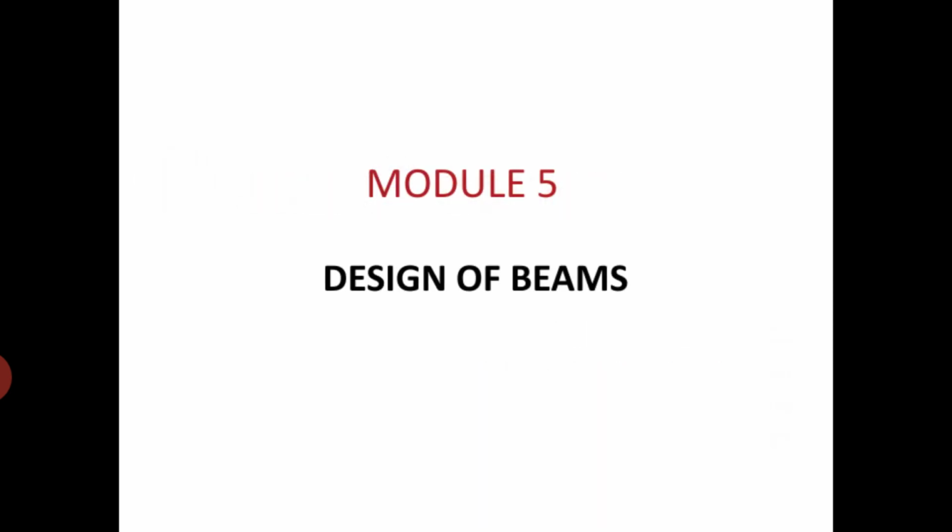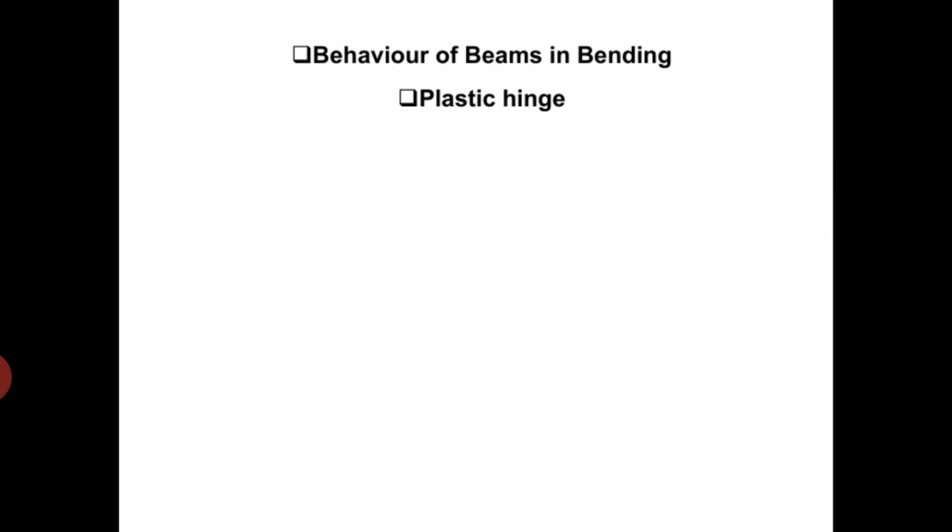So we have already started module number 5, that is design of beams. And in the previous lecture we discussed the behavior of beams in bending, and also we have seen how the plastic hinge will form, then the factors affecting the plastic moment capacity. So these three things we have already discussed in a previous lecture.